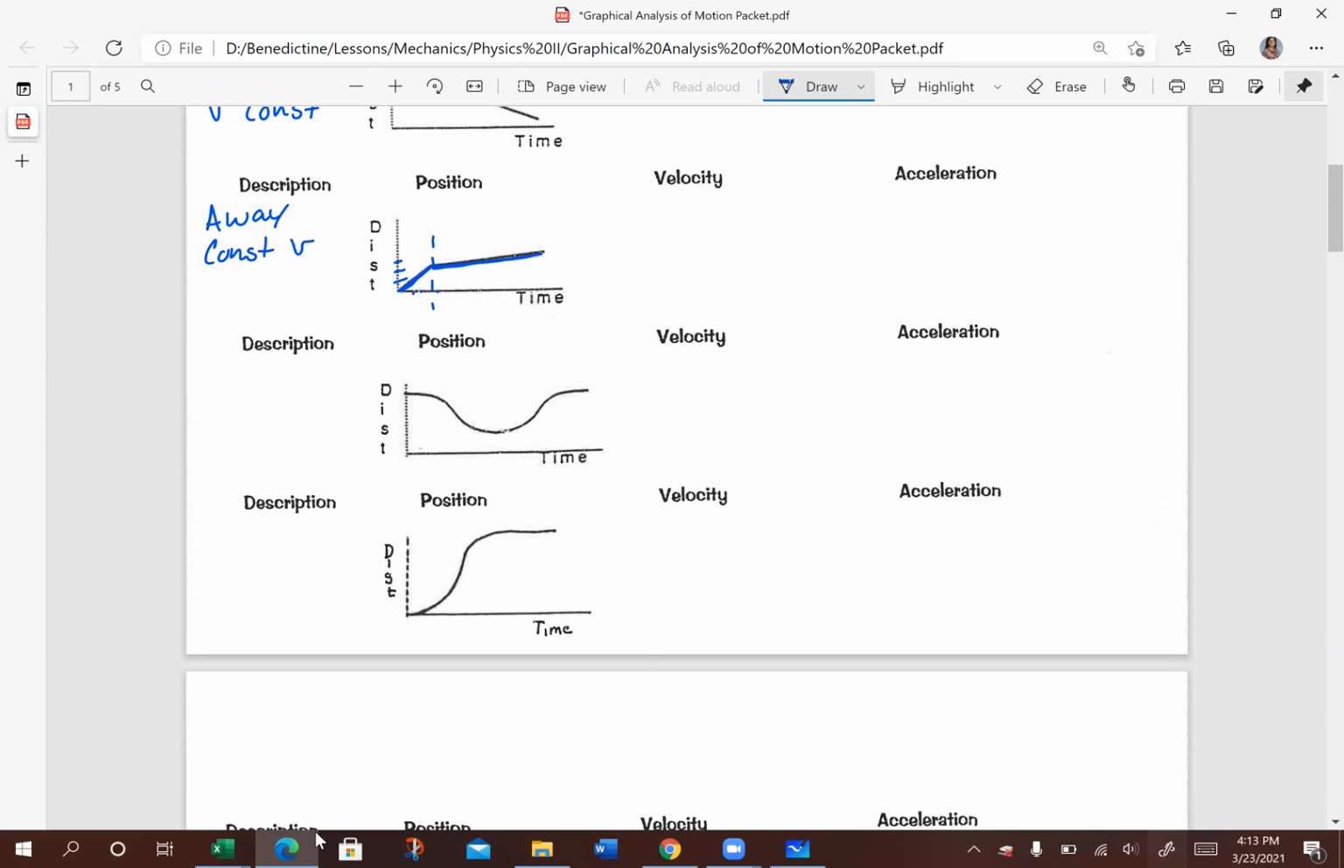However, when I switch here and I go like this, I'm still moving away. My distance is increasing, but with a lower slope. I'm approaching that horizontal line, so I'm getting slower. So I'm moving away, still with a constant velocity, but slower than the beginning. Right? Two ends in there.